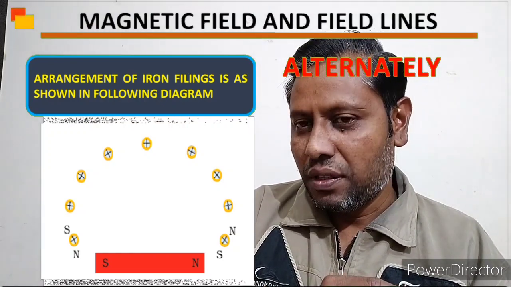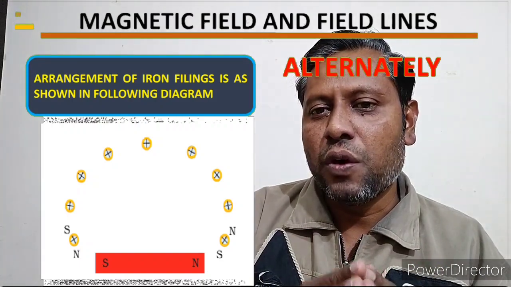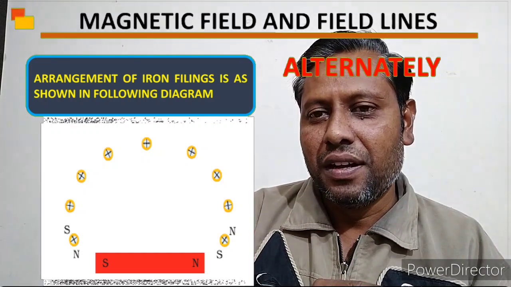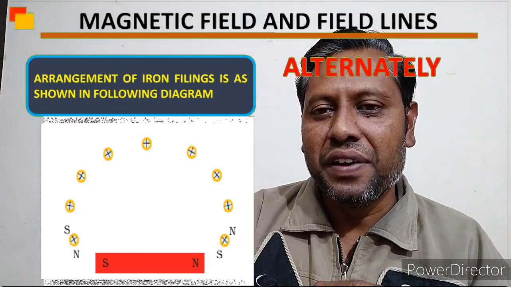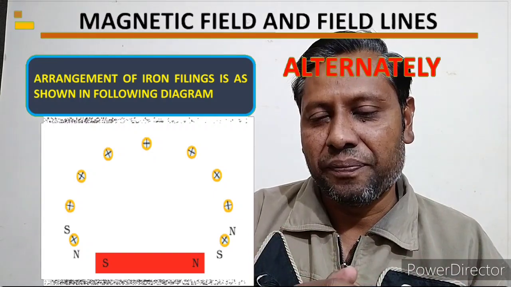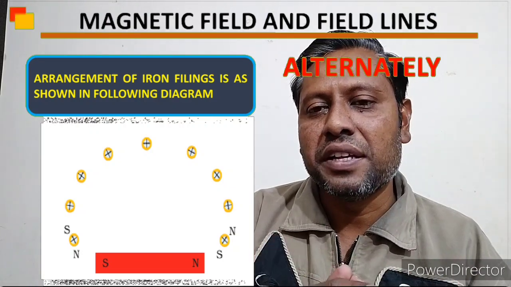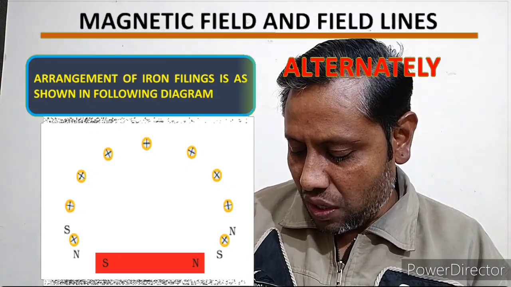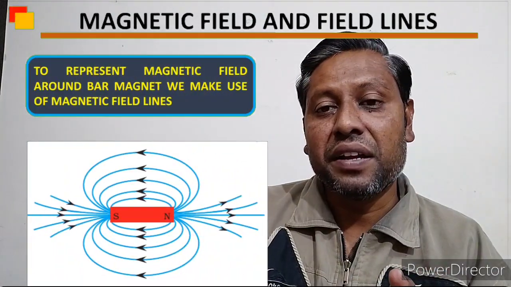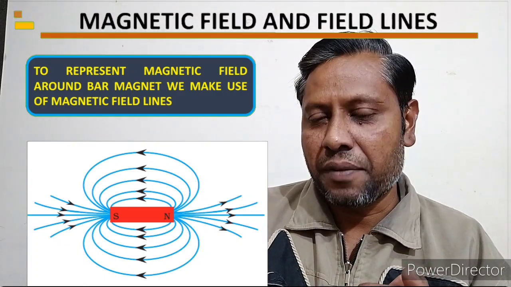So to understand the concept of this magnetic field around the bar magnet, we have introduced the notion of magnetic field lines. Remember one thing, magnetic field lines as such are not physical things which occur. It is just a notion to represent the magnetic field around that given bar magnet. So how are they? You can see it here. The pattern of the magnetic field around that bar magnet can be given as shown in this diagram.